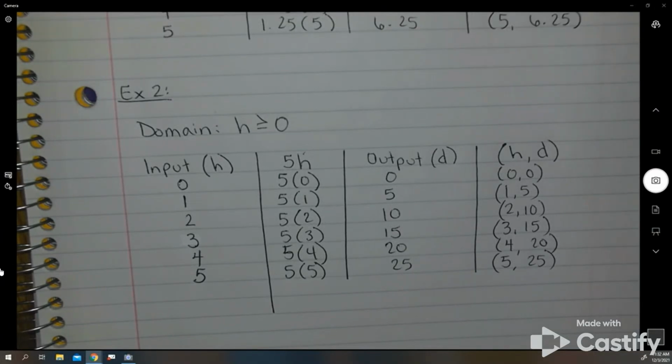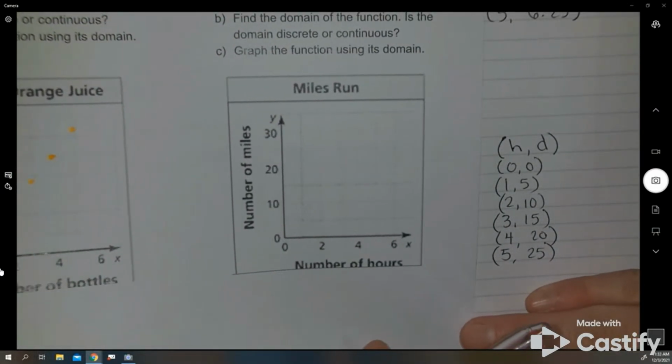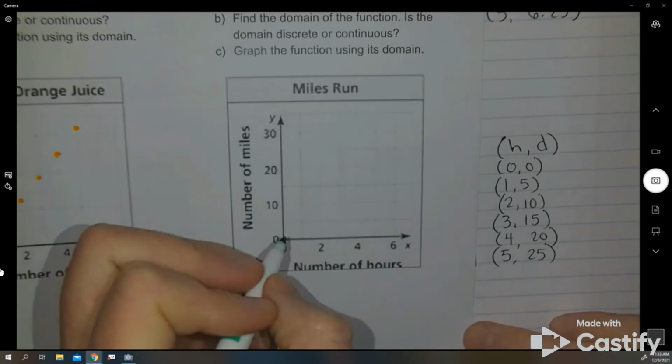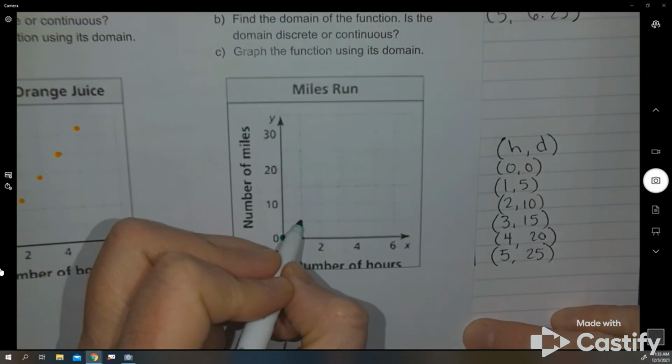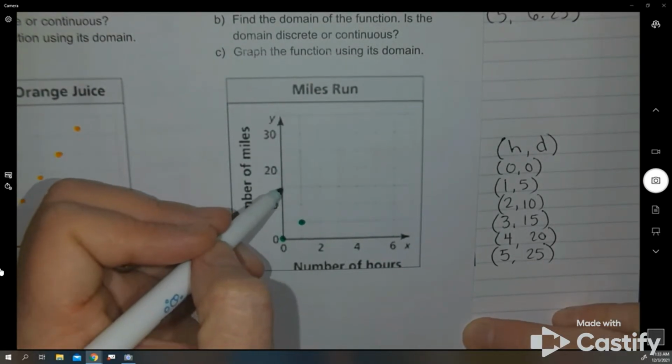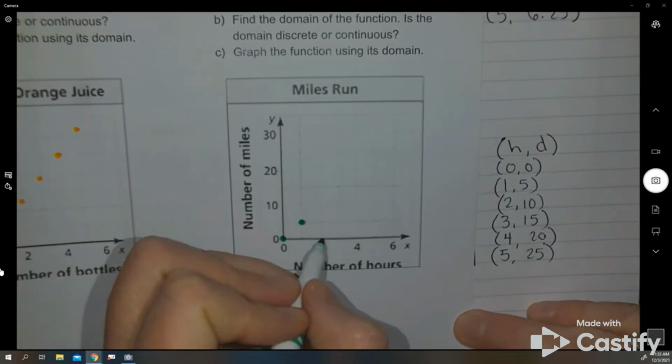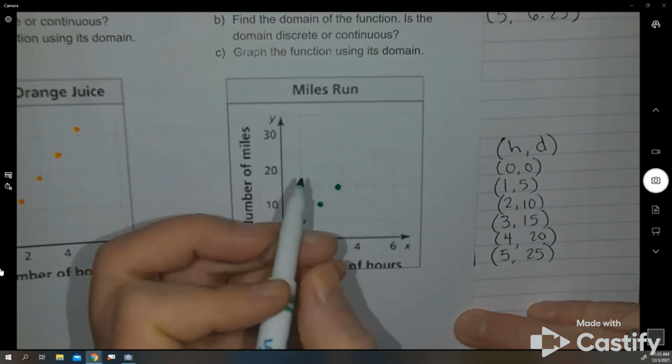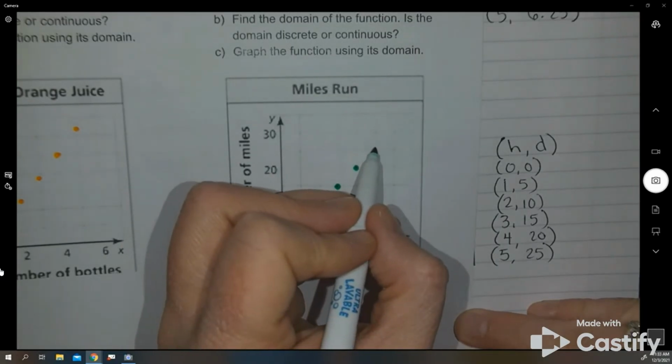So now we have to take these points and plot them on a graph. Since we talked about them being continuous data, we have (0, 0), (1, 5). Notice that the y column is being counted by 5 for each line, so just be careful of that when you're graphing. (2, 10), (3, 15), (4, 20), and (5, 25).